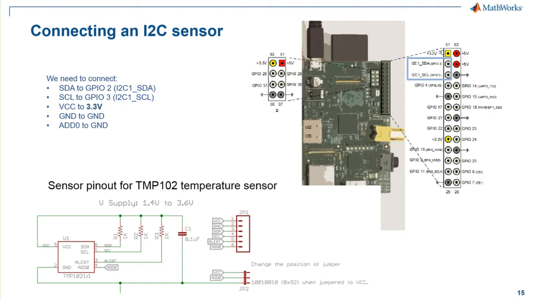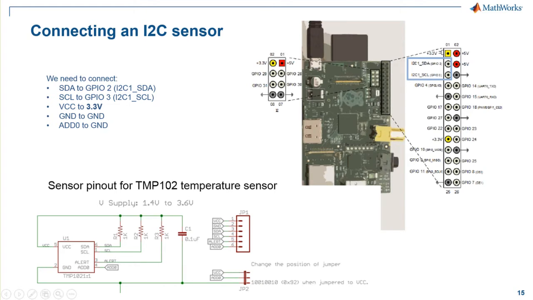The first step, of course, is to connect your I2C sensor. You will see here on the bottom of the screen, this is the sensor pinout for the TM102 temperature sensor. The important part of this diagram is the JP1 jumper, which is the available pins that we have to connect to the Raspberry Pi. On the upper right-hand side, you will see a diagram showing the Raspberry Pi pinout and the labeling. In blue, you will see the boxes that represent the I2C lines.